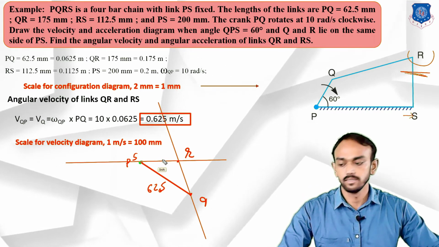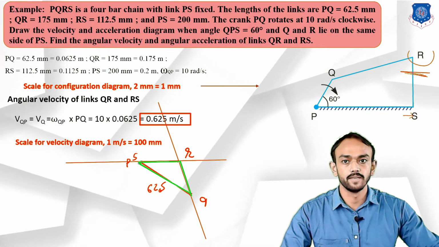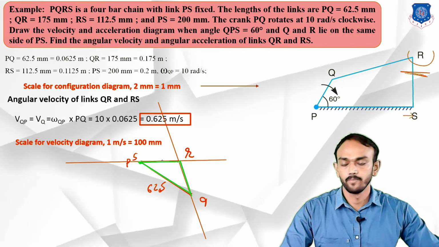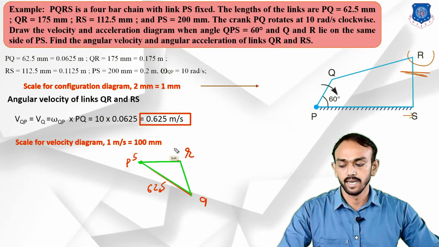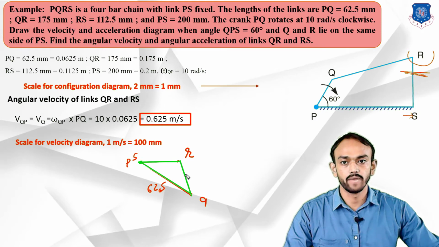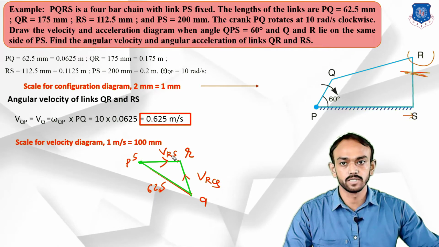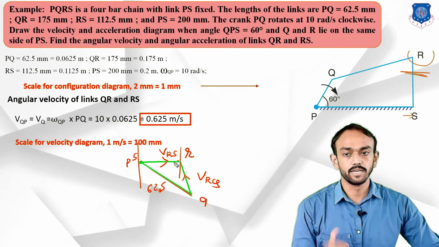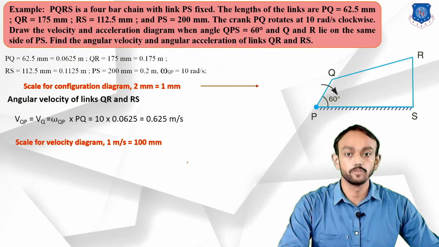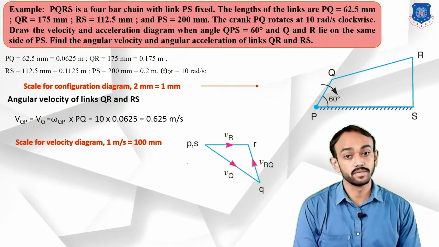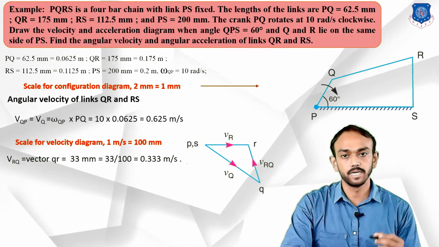Okay, and you can see here, this is the velocity diagram of this 4-bar chain mechanism. And here, if I draw in this direction, velocity of R with respect to Q, and this is the velocity of R with respect to S. If you measure this distance, you will find the velocity of R with respect to S and also Q. So this will be our velocity diagram, you can see on the screen. Now find the velocity of R with respect to S and Q.